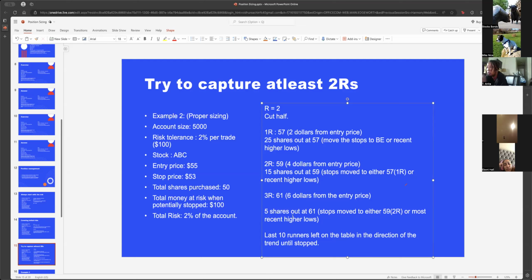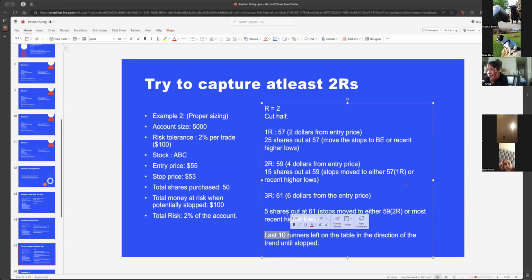And now, whatever you have, I'm cutting 5 here. You're going to leave the last 10 shares as runners, or you can leave the last 5 shares as runners. You're not going to be closing the entire position here. You never close an entire position on a trade if a stock is still looking strong. The last few runners will be left on the table, and all you're going to be doing is just keep moving the stop loss higher and higher, and you're going to leave those positions in the portfolio until you get stopped out.